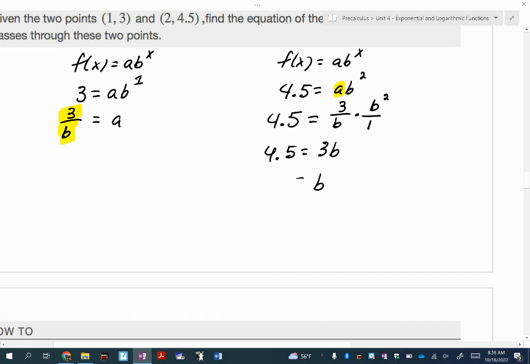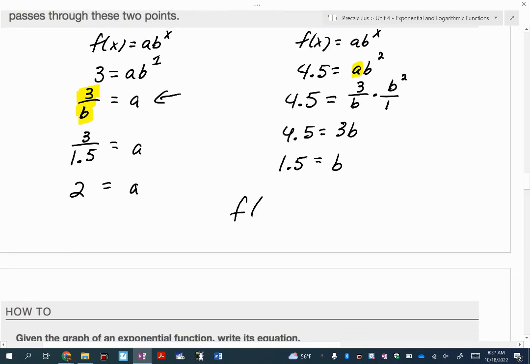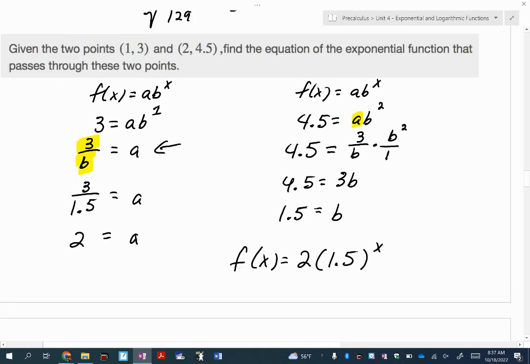All right, and if you divide both sides by 3, 4.5 divided by 3 is 1.5. So there is my b. Now, like when you did a linear system, once you find one of them, you can use this same equation over here to find the other one. So I'm going to write a equals 3 over b, which is 1.5, and 3 divided by 1.5 is 2. All right, so when I write my answer, I'm writing it down as 2 is my a, and then times my b, which is 1.5 raised to the power of x.